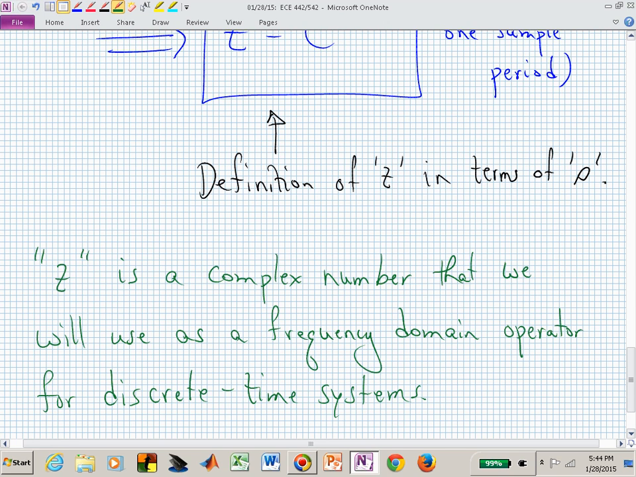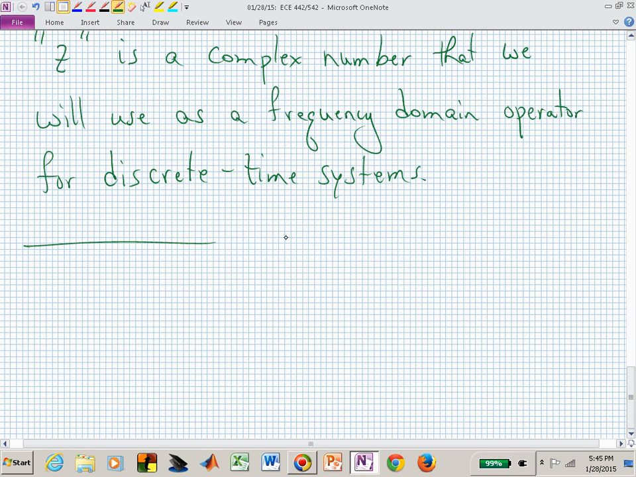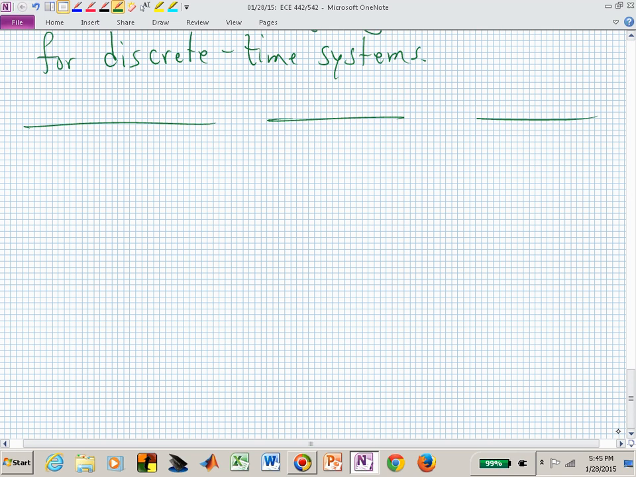Now we're thinking about z being an operator for discrete time systems. If we multiply by z, that's like an advance of one time step or one sample period. A multiplication by z to the minus 1 is like a delay of one sample period. Let's now just look at what happens relative to this s-plane to z-plane mapping.